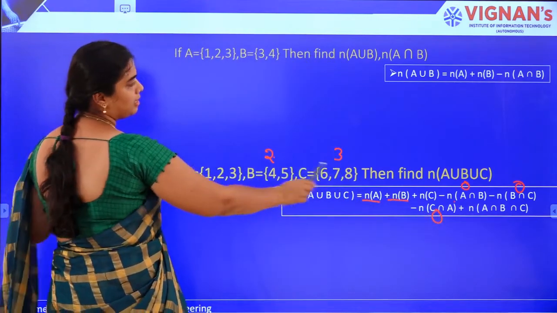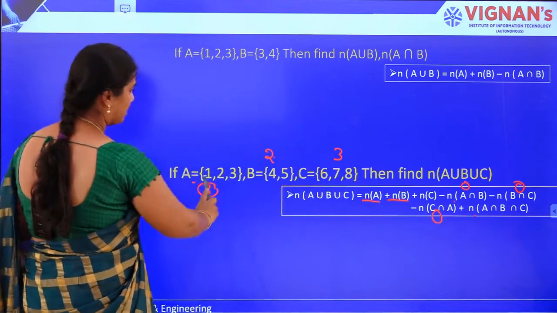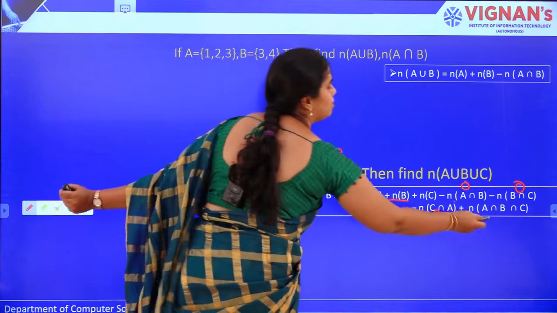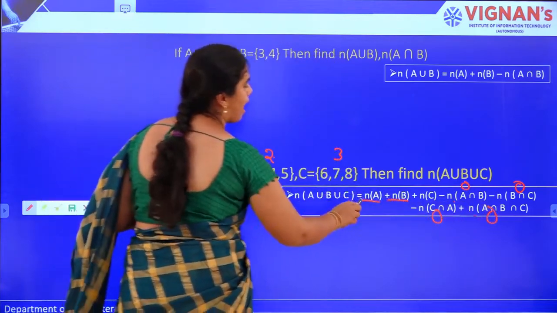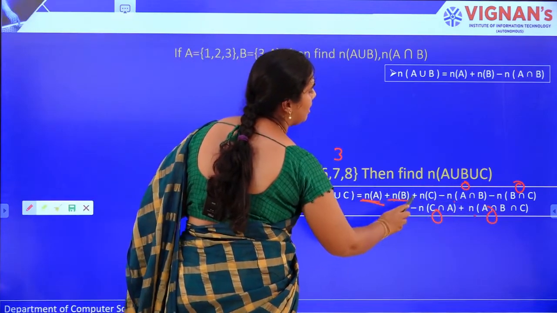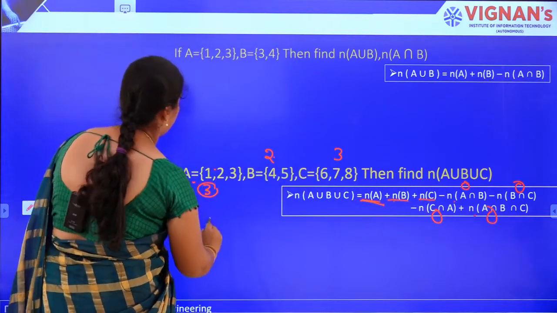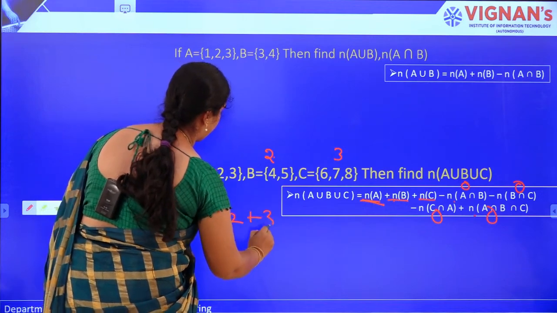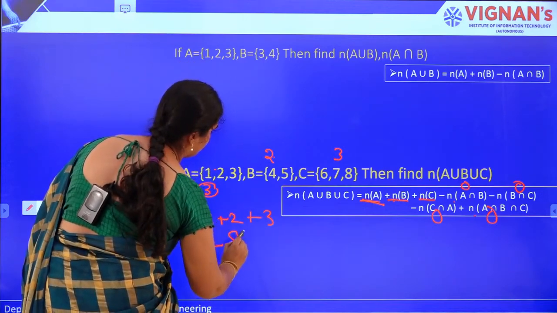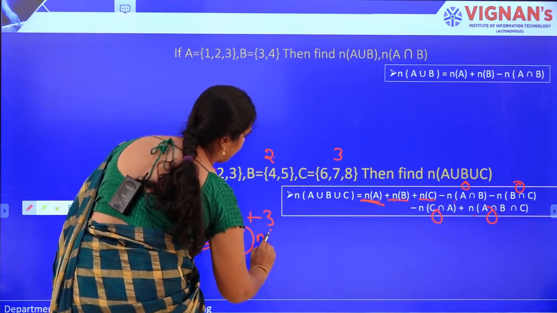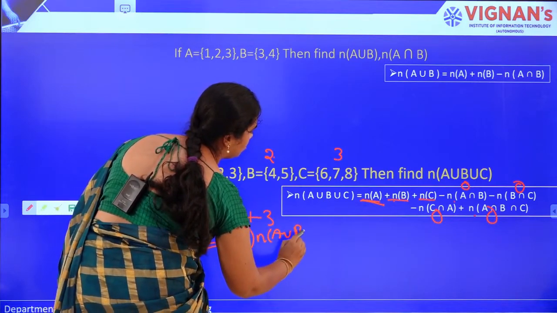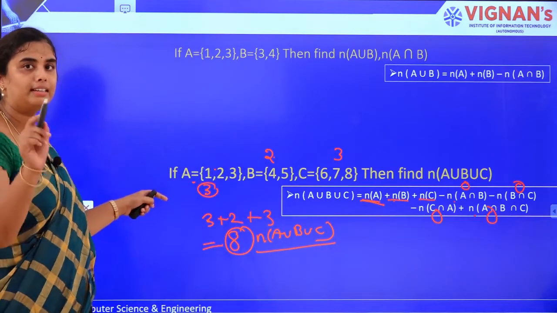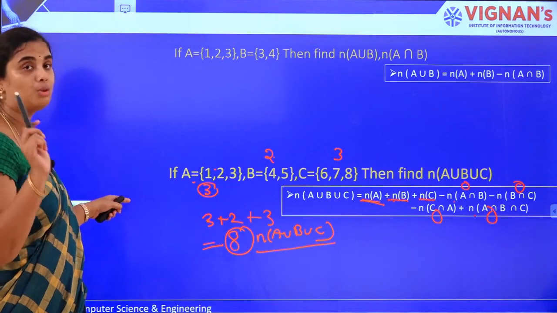So number of elements present in the common, how many are there? Are there any common elements between A and B, C? There are no common elements, right? So this one also will be 0. So we need to add only the number of elements present in A, B, C. So it will be 3 plus 2 plus 3, that is equal to 8. So the number of elements present in n of A union B union C will be 8. Okay. This is the problematic way. Derive on your own how you can do this through Venn diagrams.